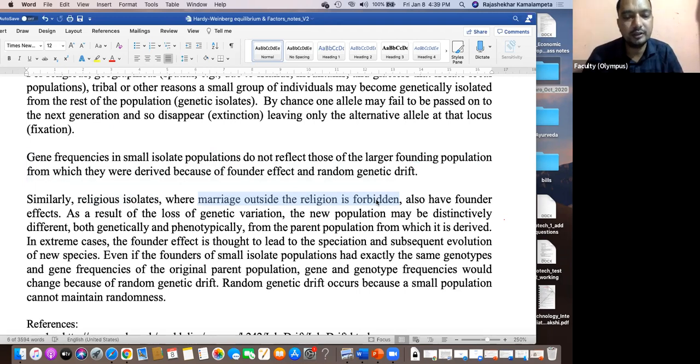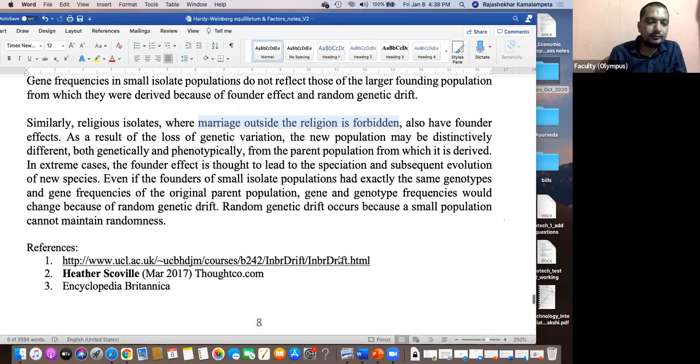Genetic diversity also decreases. There are Pakistani communities in the UK where a study, the Born in Bradford study, which we'll talk about, found that those people have restricted themselves to their own community, resulting in lesser genetic diversity and a higher incidence of genetic issues. So we'll talk about that next.